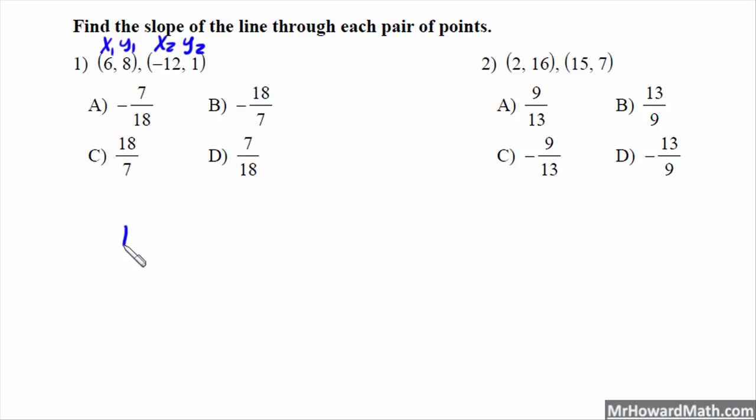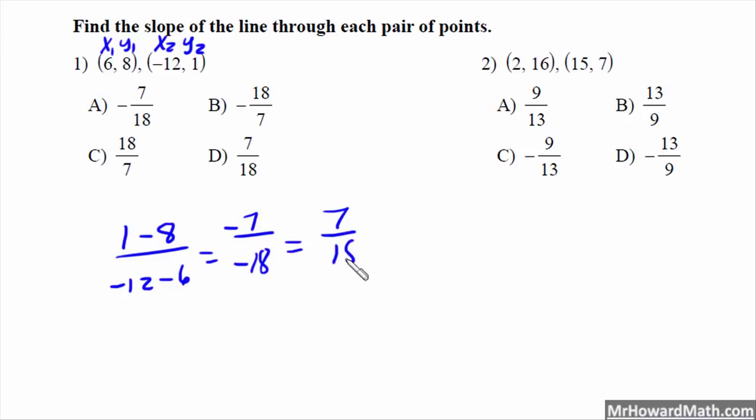So it would be y2, 1, minus y1, 8, over x2, negative 12, minus x1, 6. So 1 minus 8, negative 7, over negative 12 minus 6 would be negative 18. The two negatives cancel, so it would be positive 7 over 18. So answer choice D on that one. Again, this is the test review that you should have.